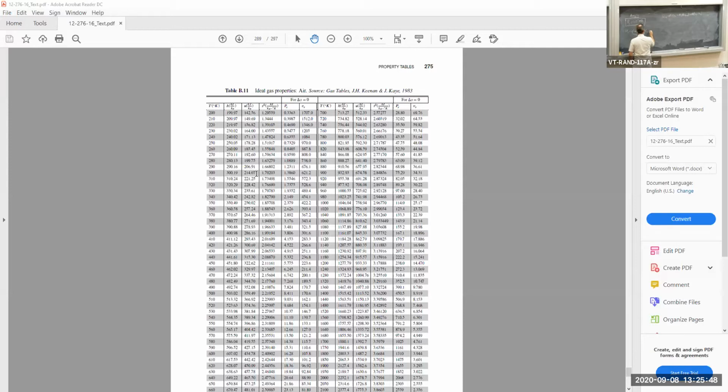And that is from table B11, at 500 degrees, 359.49. So U1 is 359.49 kilojoules per kilogram, and that's U evaluated at 500 degrees. Let me get this off here so you can see what I'm writing.